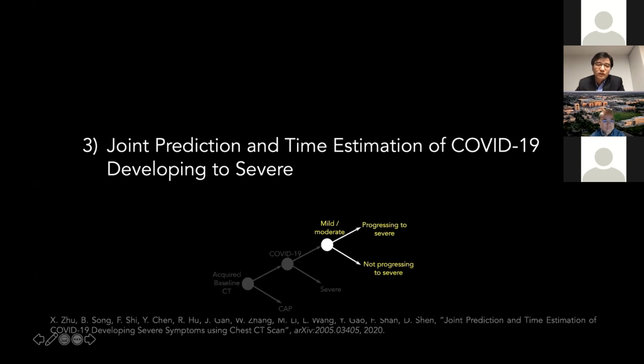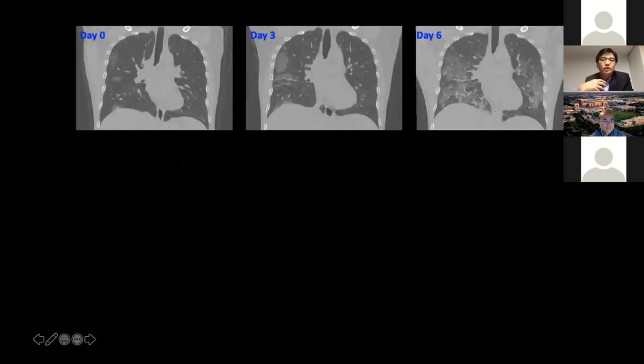This is a prediction, or a classification problem: whether this subject will convert to severe or not. And you want to know how many days it will take to convert from mild to severe. That means you want to estimate the time. This is a regression problem. So in these applications, we do joint classification and joint regression to identify COVID-19 subjects who are going to develop from mild to severe. So these are the applications.